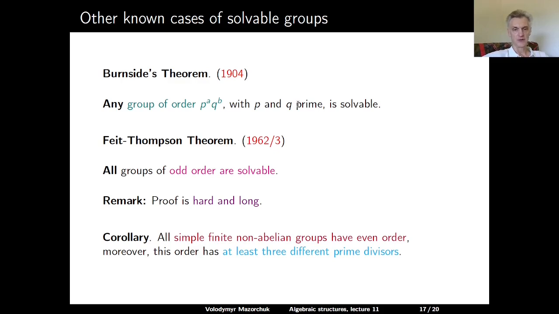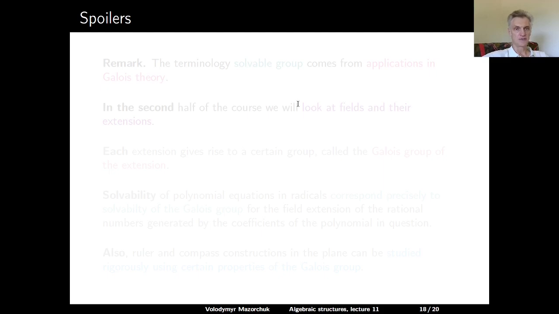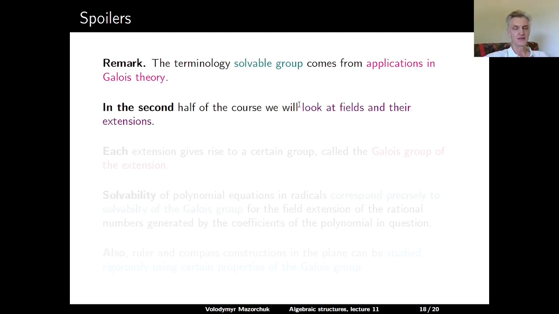So therefore, we talked a bit about simple groups in order to have this parallel, the solvable groups, in this lecture. And now some spoilers for the second part of the course. The terminology solvable group comes from the applications of such groups in Galois theory. In the second half of the course, we will look at fields and their extensions. Each field extension will give rise to a certain group, which is called the Galois group of that extension.